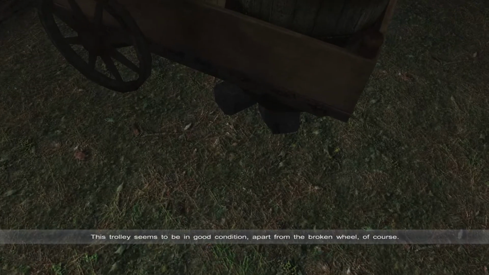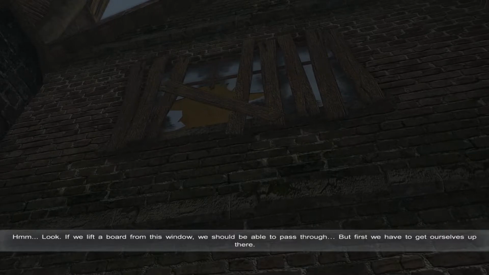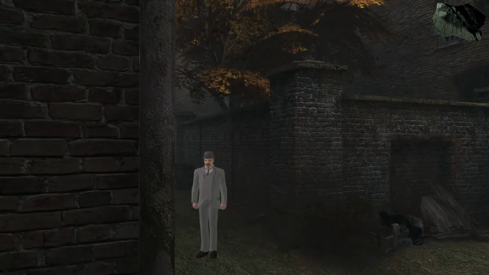Okay, can I now take a rope? This trolley seems to be in good condition, apart from the broken wheel, of course. So the trolley needs a wheel. We know there's a wheel, but we can't take it because it's stuck. Oh wait, what is that? Look, if we lift a board from this window, we should be able to pass through. But first we have to get ourselves up there. You are joking, Holmes? I never joke, Watson.